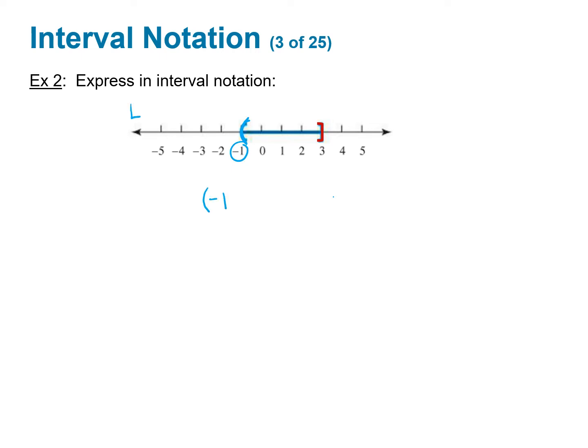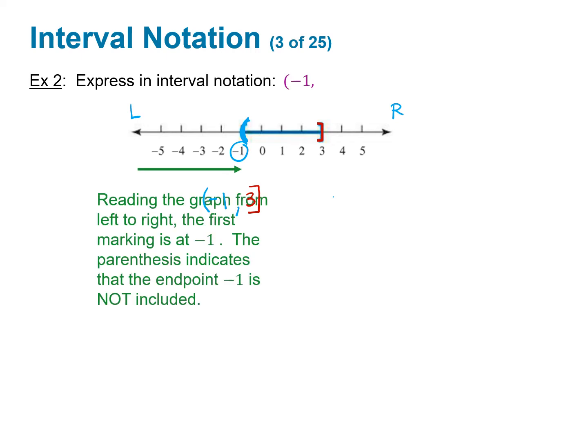Remember, we're reading from left to right. So we start at the leftmost point, the smallest, the minimum value, and we say it goes up to 3 inclusive. So from -1 to 3, -1 not included, 3 included. And we know that based on the brackets and the parentheses that were given to us. But let's read the textbook method.